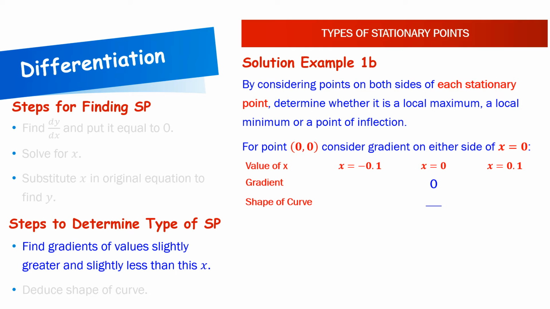We know that at x equals 0, we have a gradient of 0, and therefore this is a stationary point. So the shape of the curve is simply flat, as shown. For x equals minus 0.1, we're going to substitute this value in the equation for dy/dx, as shown, to give us a negative value. So at x equals minus 0.1, we have a negative gradient, and therefore the shape of the curve is as shown in the table.